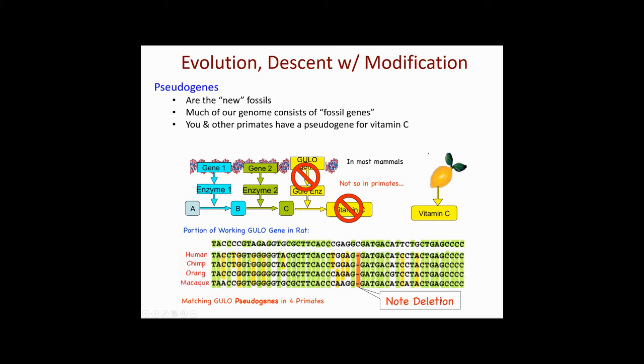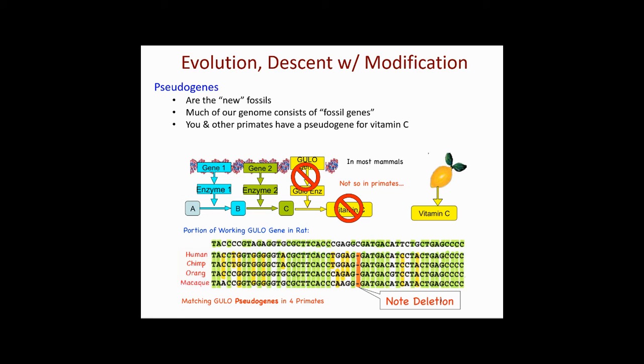But in the four genetic codes listed below, humans, chimps, orangutans, and macaques, these are all primates. Notice this nucleotide deletion right here. This is amongst several other alternate insertions of nucleotide bases. This is the collection, color-coded here, of all the mutations and changes to this GULO gene that make us humans, as well as other primate relatives, incapable of synthesizing vitamin C on our own. This is an example of a pseudogene.